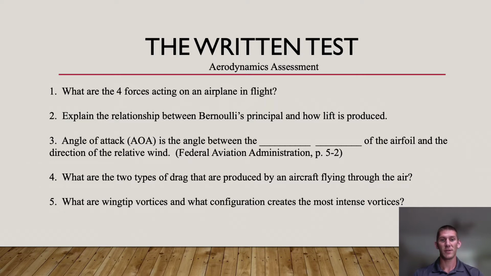The next one, a simple fill in the blank: angle of attack is the angle between the chord line of the airfoil and the direction of the relative wind. I pulled that directly from the Airplane Flying Handbook, the AFH. And then the next one: what are the two types of drag produced by an aircraft flying through the air? Obviously parasite and induced drag are the two.